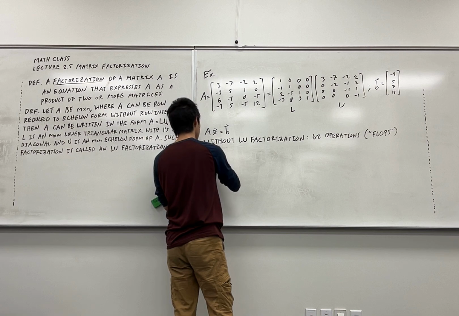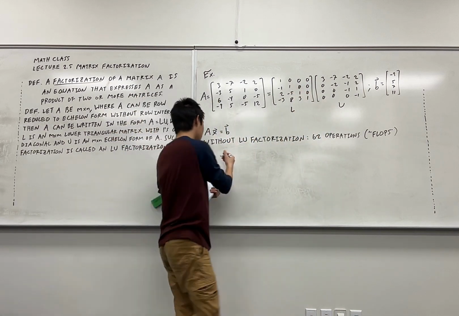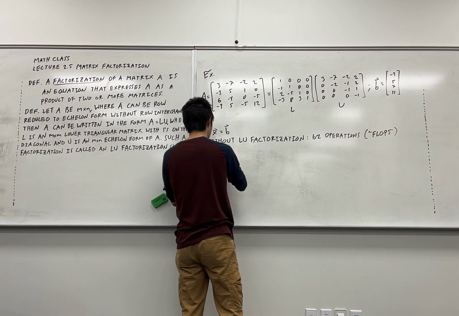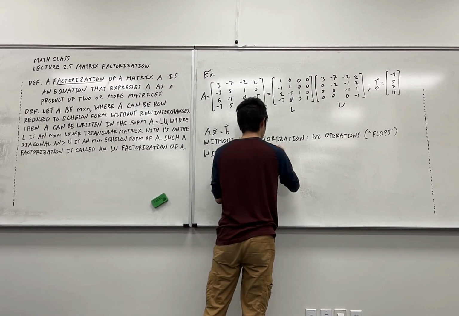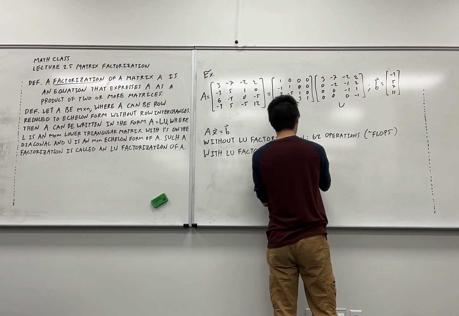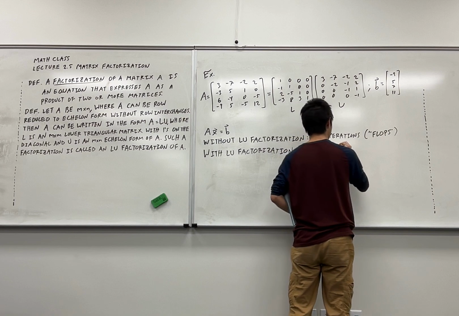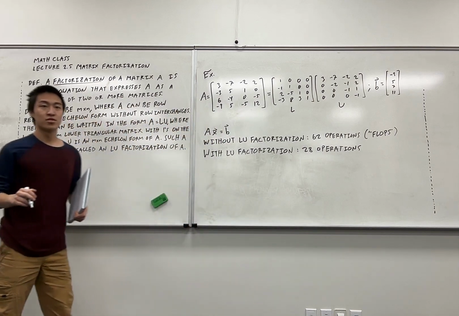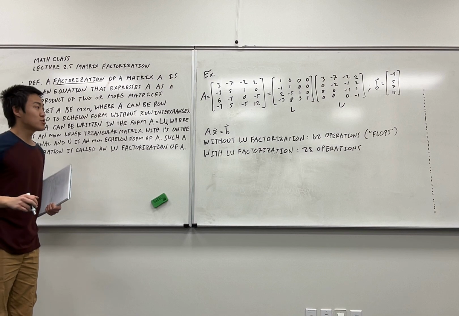If I choose to use my LU factorization and go through the process of L-U-X-Y, so Ly equals b and then Ux equals y, that's going to drop to 28 flops. So we improve the efficiency by over double. That's pretty cool, okay?